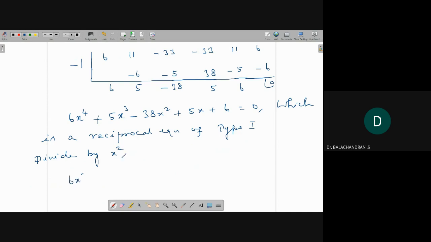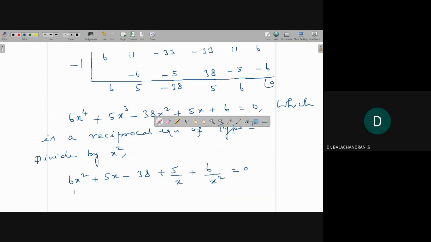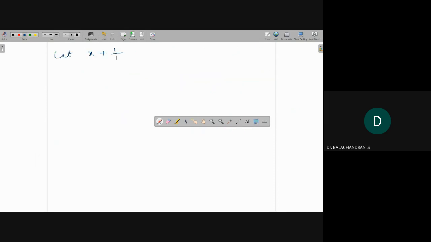We'll get 6x square plus 5x minus 38 plus 5 by x plus 6 by x square is equal to 0. From the first and last, we can take 6 commonly: 6 into x square plus 1 by x square plus 5 into x plus 1 by x minus 38 equal to 0. So let us take x plus 1 by x is equal to t, and we know that x square plus 1 by x square is equal to t square minus 2.